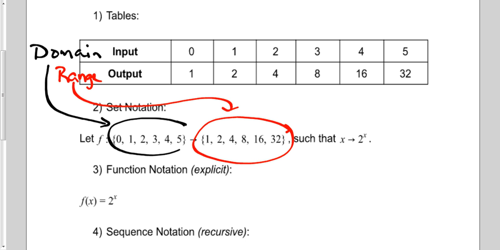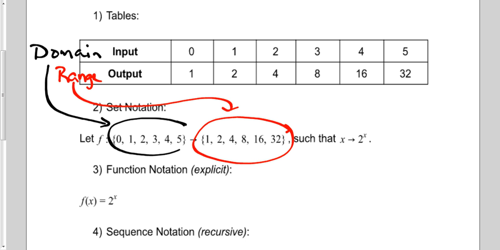Notice that my 0, 1, 2, 3, 4, 5 matches 0, 1, 2, 3, 4, 5. So you notice that the domain is exactly the same. Now let's look at my output, also called the range. 1, 2, 4, 8, 16, 32, and 1, 2, 4, 8, 16, 32. So my ranges are exactly the same as well.